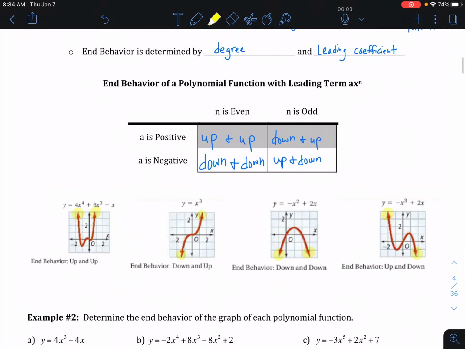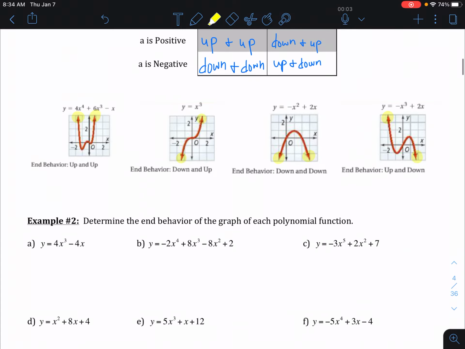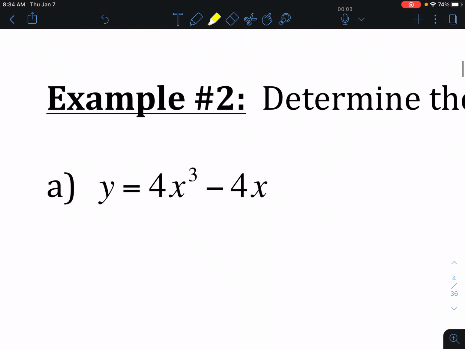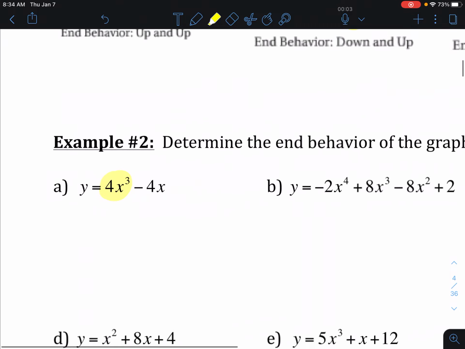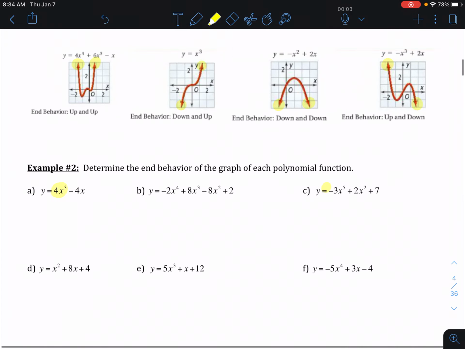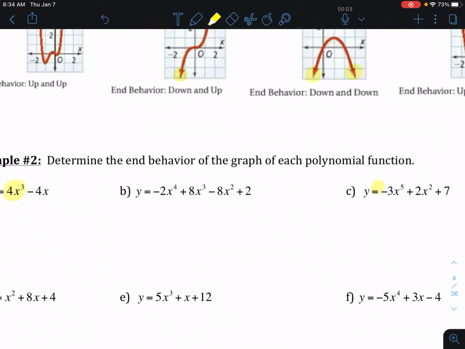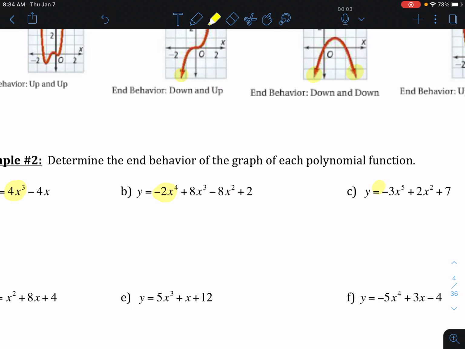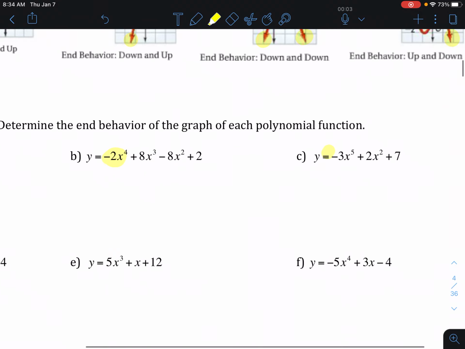End behavior is determined by degree and leading coefficient. For example, right here, let me highlight it. This is the leading term. It's the term with the highest exponent. So what we're going to be doing is focusing on, in every polynomial, the term with the highest exponent.